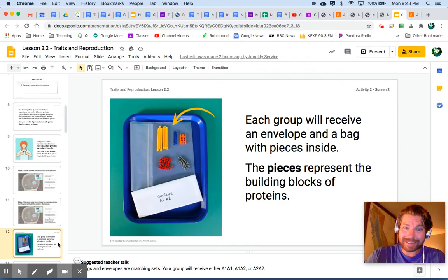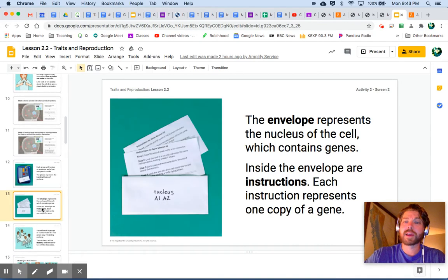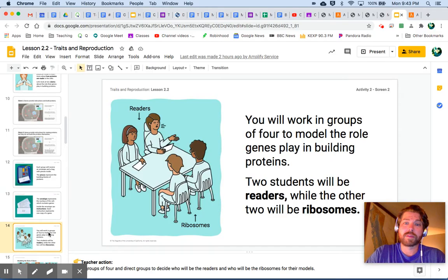The pieces, all of the little individual pieces, represent the building blocks of proteins. What are those called? Oh yeah, amino acids, right? That's what we said. The envelope represents the nucleus, which contains genes. So the nucleus has all of the information, all of the genes inside of it. And there are instructions inside each one of the envelopes.